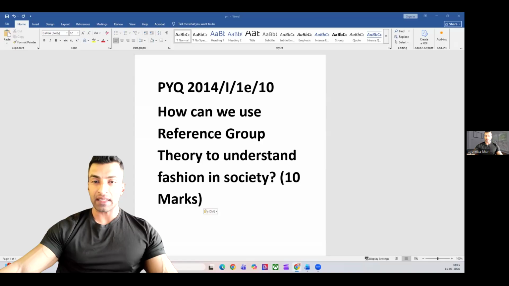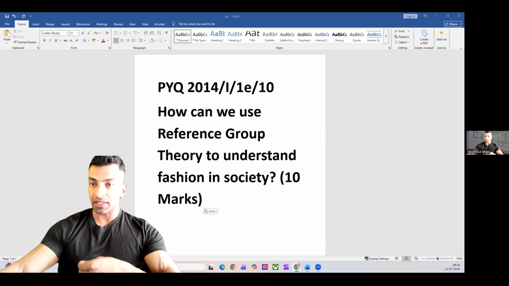So guys, let's continue our discussion on the previous year questions. Here I've taken a question from Robert Merton, and that question is related to reference group. You can see here, this is what they have asked: How can we use the reference group concept of Merton to understand fashion in society? What you need to do here is first explain Robert Merton's reference group theory.